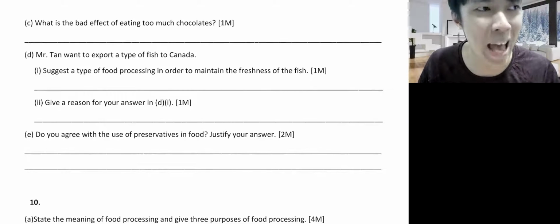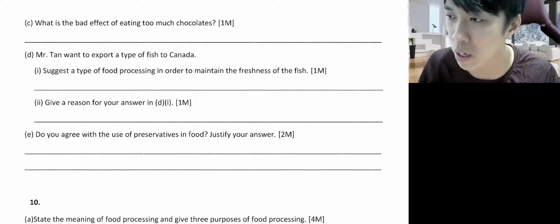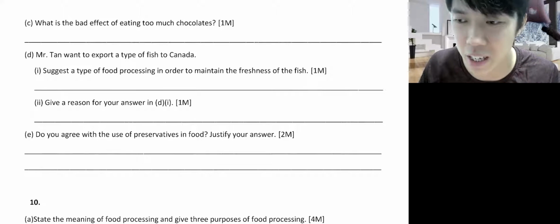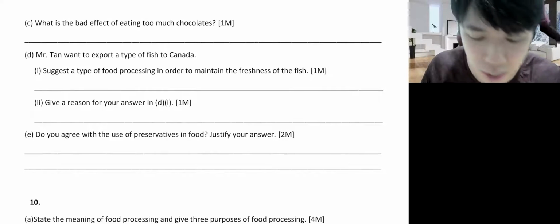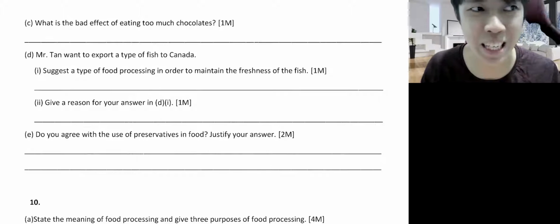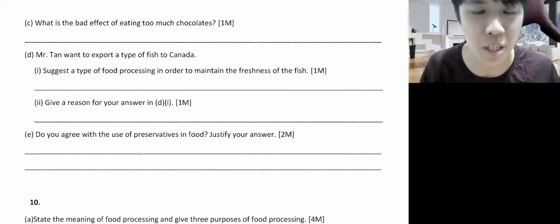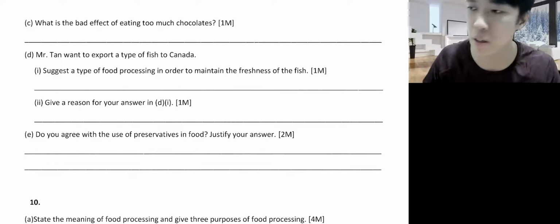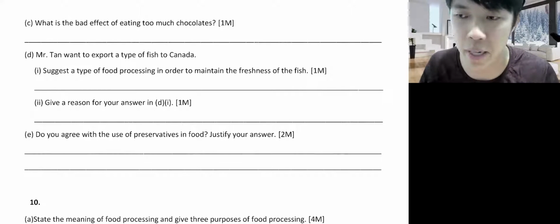Okay. What is the bad effect of eating too much chocolate? Why so sudden? Why so random? This is like your nutrition question. Chocolate has a lot of sugar, diabetes will be a good answer, and also bad for teeth. You see those little kids when they smile at you, their teeth cannot make it, they eat a lot of sugar stuff, so their teeth have dental decay, rotting off. Okay, all right, that's for C, everybody.